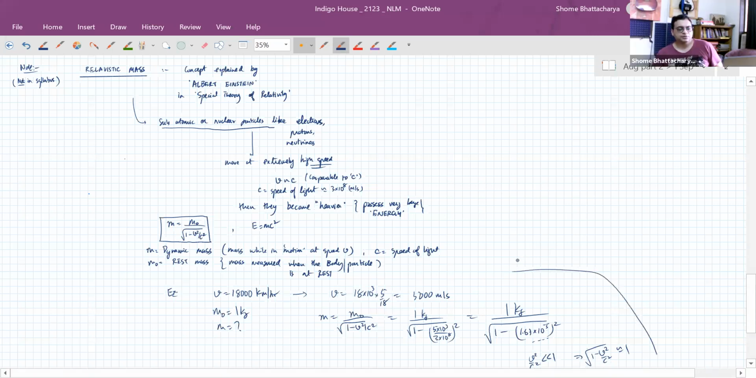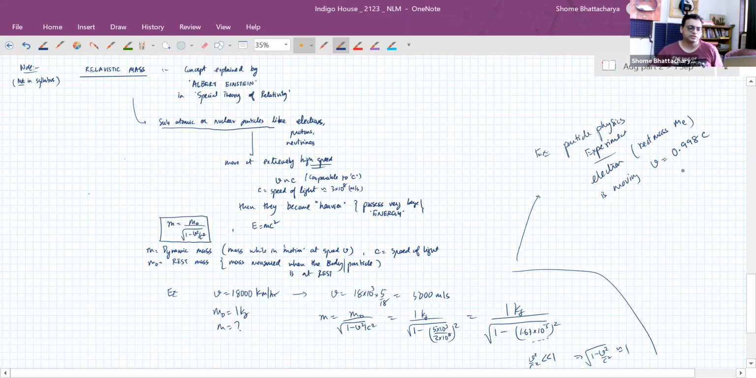Okay. So for example, suppose we have an example from particle physics. A particle physics experiment. In that, an electron which has a rest mass, which I'll just denote by ME because it's a very painful term, 9.1 times 10 raised to the power minus 31 kg. But that electron is moving at, let's say, very close to the speed of light. It's moving at 0.998 times c. So it is moving at 99.8% of the speed of light.